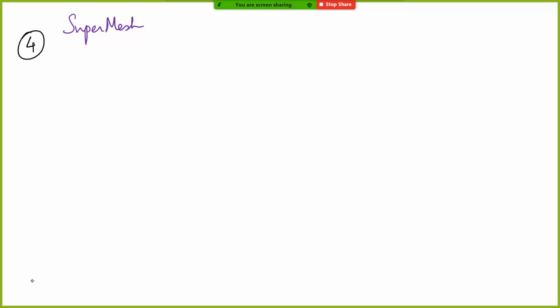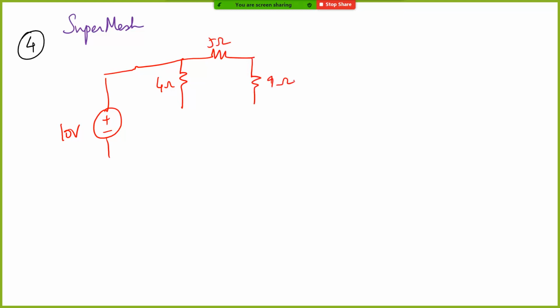there are two options. So let me give you this problem here. A 10-volt source, and then you have 4 ohm, 5 ohm, 9 ohms.